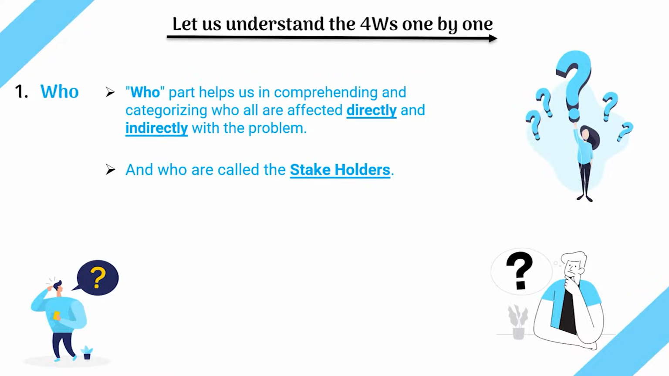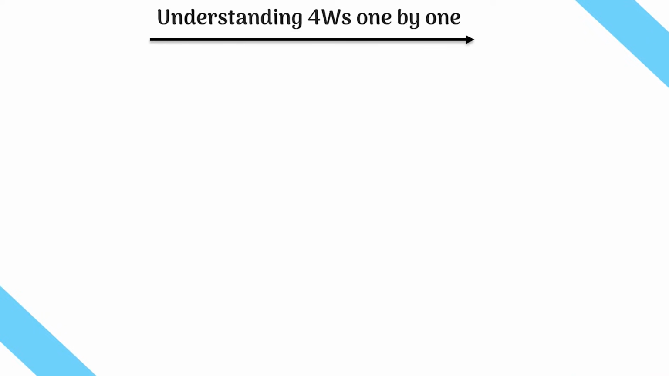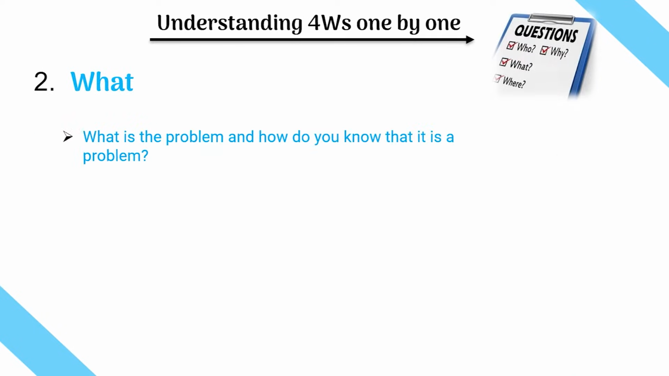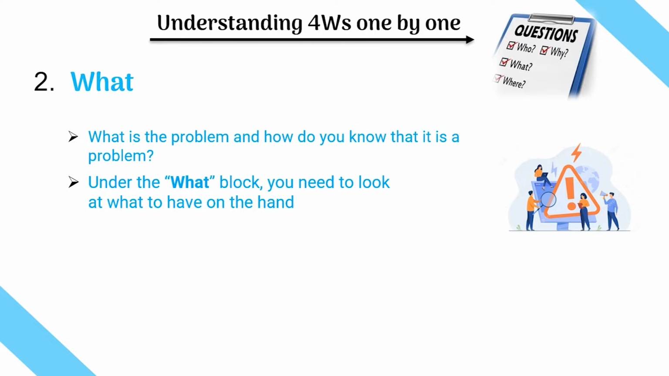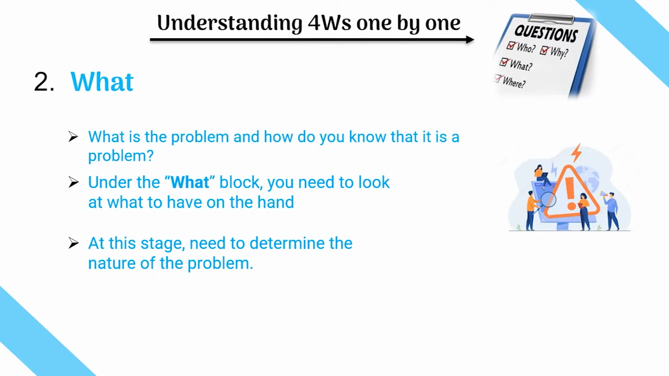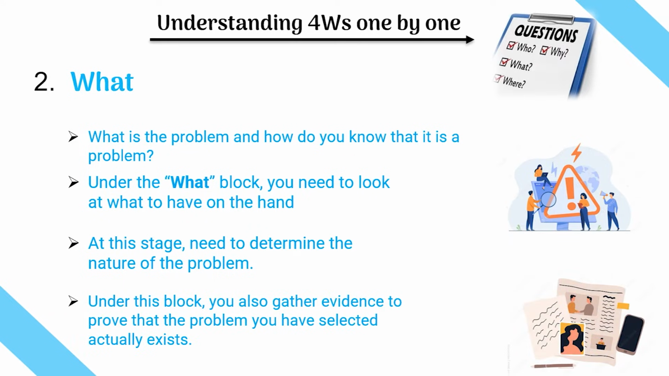Okay, so the next W is what, and it helps us in identifying what the problem is and how you know that it is a problem. Under this block, you need to look at what you have on hand. At this stage, you need to determine the nature of the problem. Under this block, you will also gather evidence to prove that the problem you have selected actually exists.